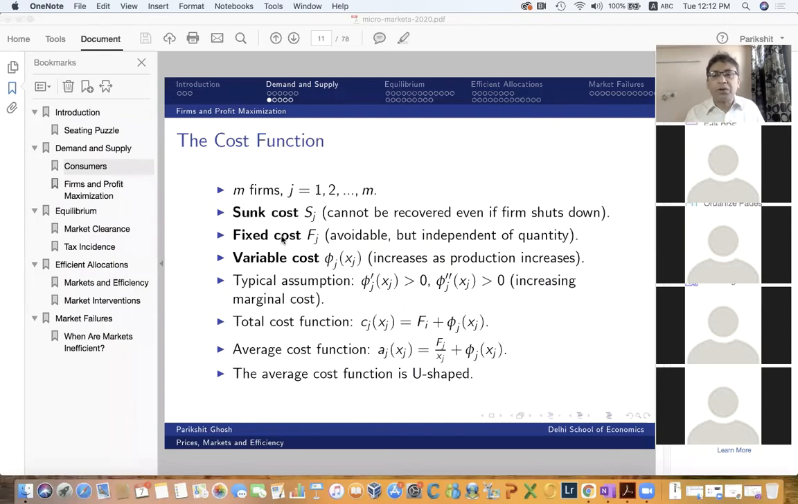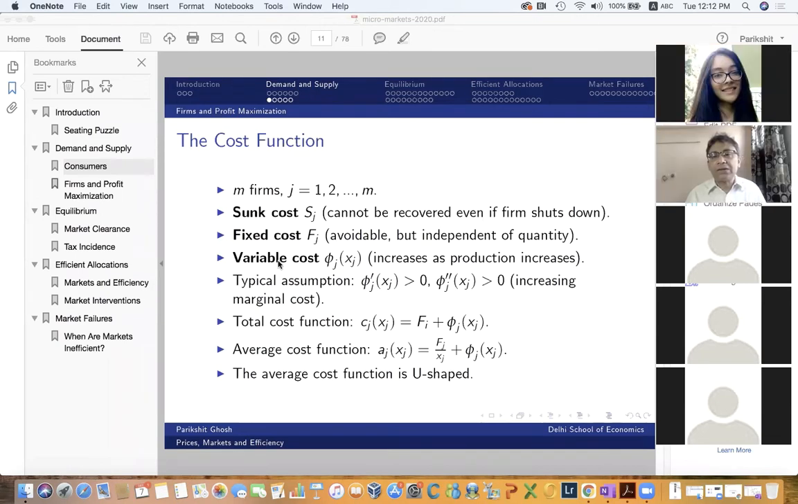Fixed cost is an avoidable cost, but it is independent of the quantity of the good or service that the firm is selling. And finally, there's variable cost. For example, if he's serving more clients, maybe he has to hire more office staff or more lawyers to handle all the cases, and the wages paid to them will increase if he's trying to serve more clients. So that's what is called variable cost, where the cost is a function of the total volume produced and sold. This distinction is important for some purposes.